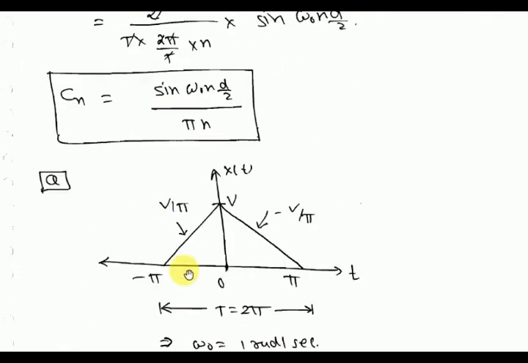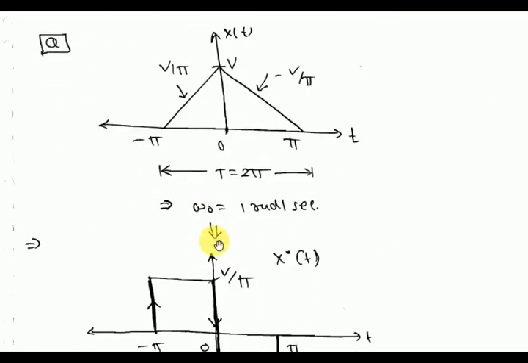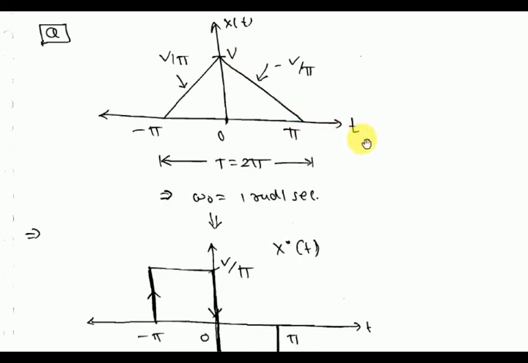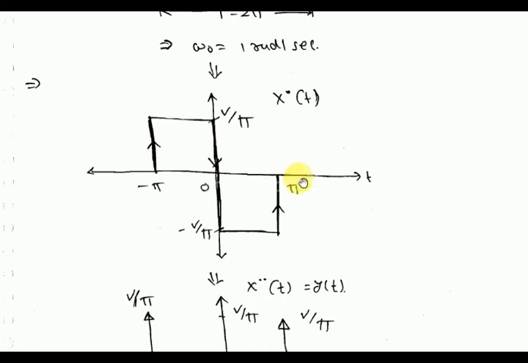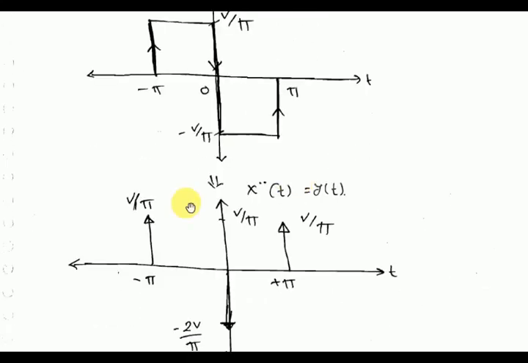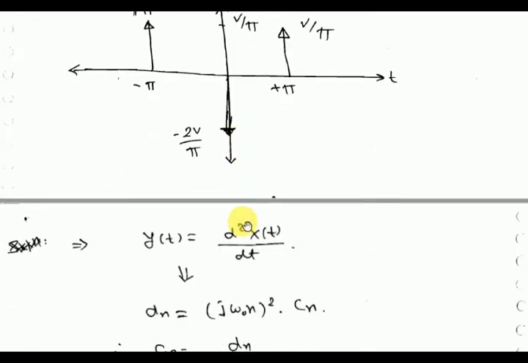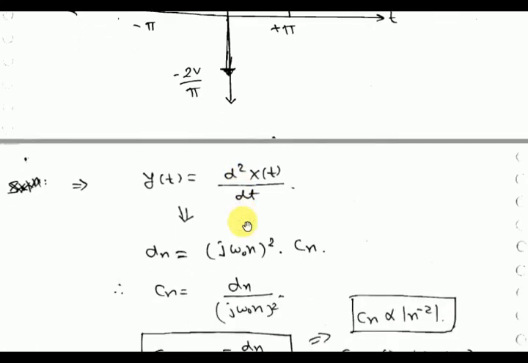What you have to do, you are given this, you have to find the Fourier series coefficient. First, if you differentiate it, this is nothing but Vm by pi r of t plus pi, minus 2 Vm by pi r of t, plus Vm by pi r of t minus pi. If you differentiate it, you will get u of t terms, then you will get delta terms, impulse terms, then you can find it easily.